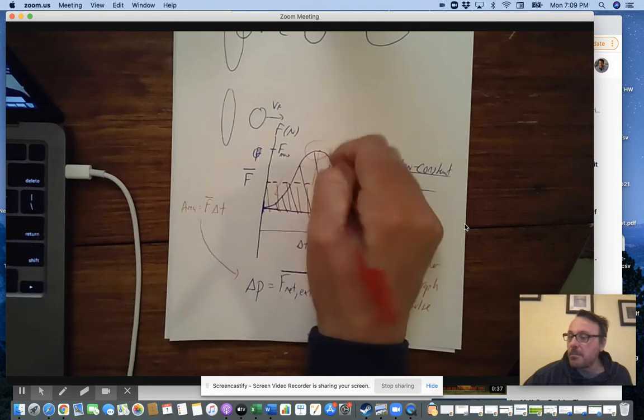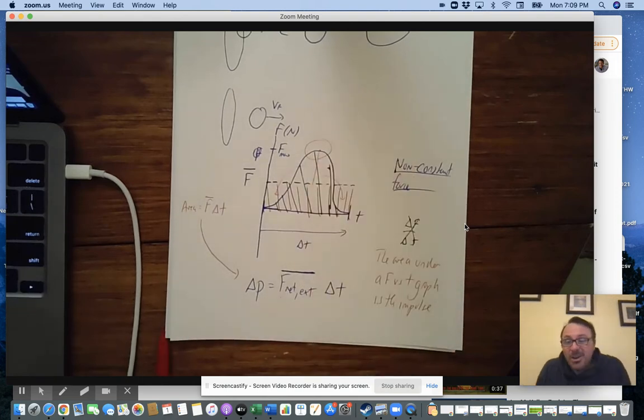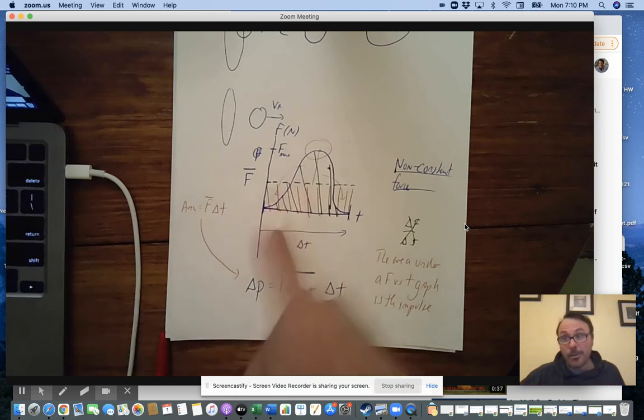When do we care about this max force? Well, actually, really only engineers care about that max force, because if we're talking about a car hitting something, or two things interacting, the max force will determine whether or not something breaks, the tensile strength of a material. So if I care about practicality, I care about that max force.